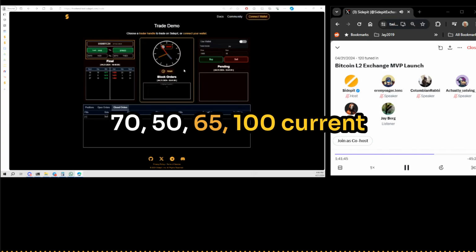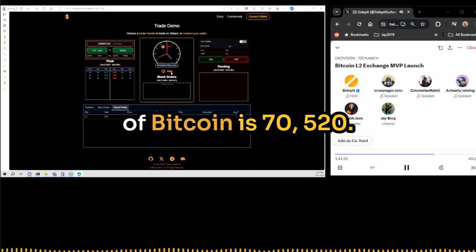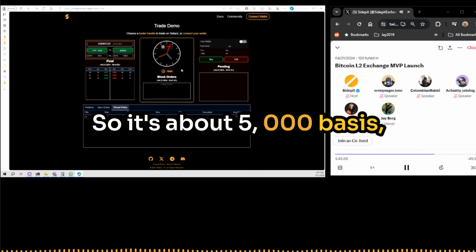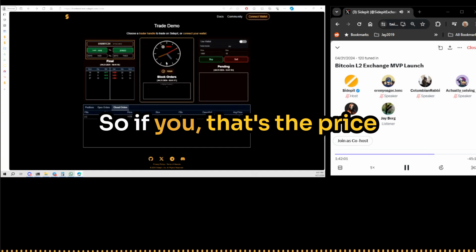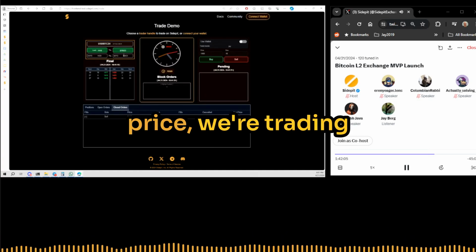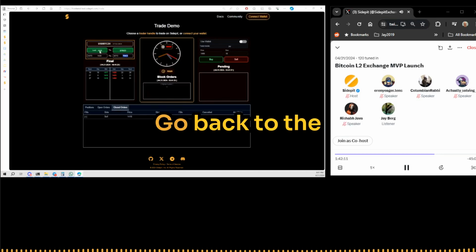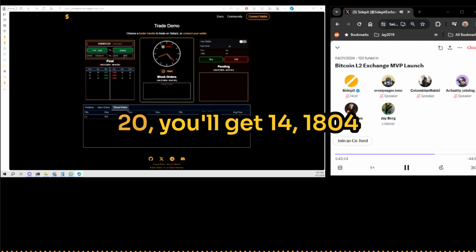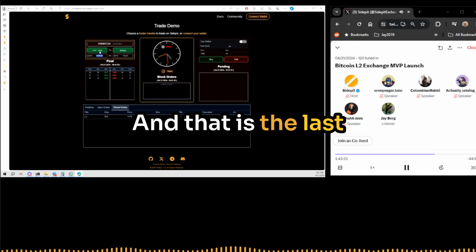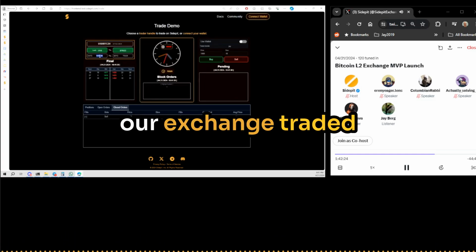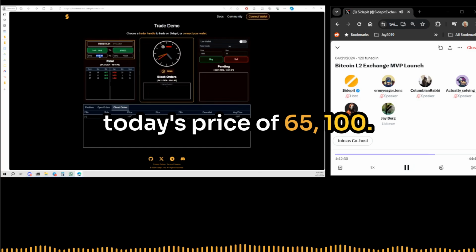$65,100 is the current price of Bitcoin, and then the future price of Bitcoin is $70,520. So it's about a $5,400 basis. That's the price of Bitcoin in the future, so we're trading the dollar in the future. Now we know the price of Bitcoin, 70,520, and you go back to the price of the dollar. If you put in 70,520, you'll get 1418.04. Put it in the calculator, and that is the last price of our exchange. The last price of our exchange traded at the price of Bitcoin in December, given today's price of 65,100.